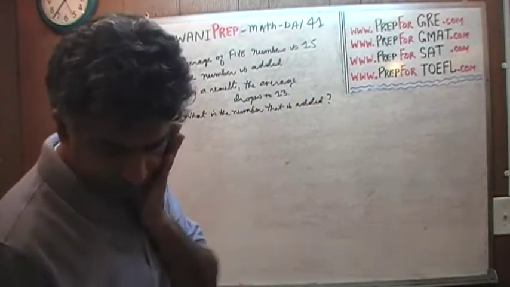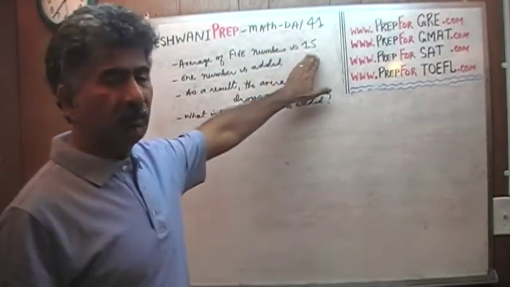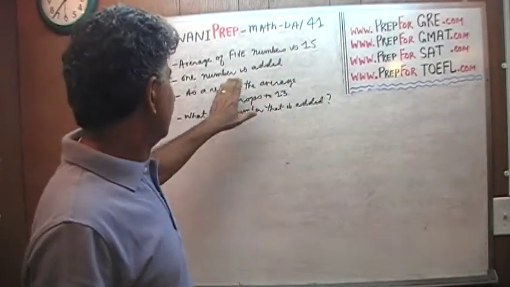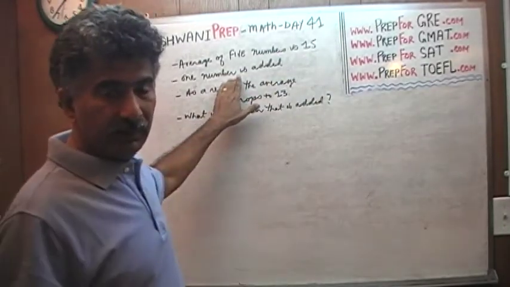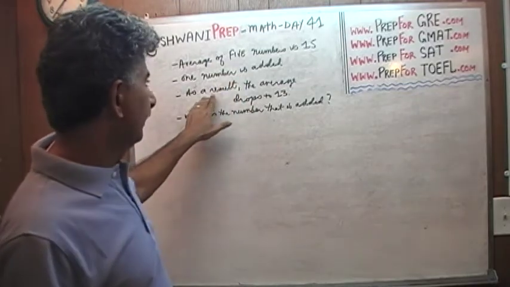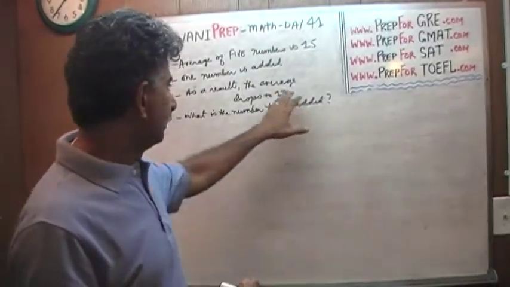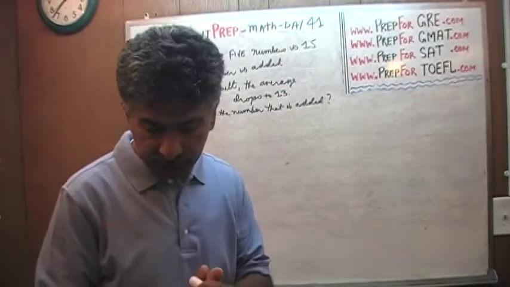So one more time, we have 5 numbers and we are told that their average is 15. Then we add one more number to the group, making it a group of 6 numbers, and as a result, the overall average drops to 13. Question is, what is the number that is added?